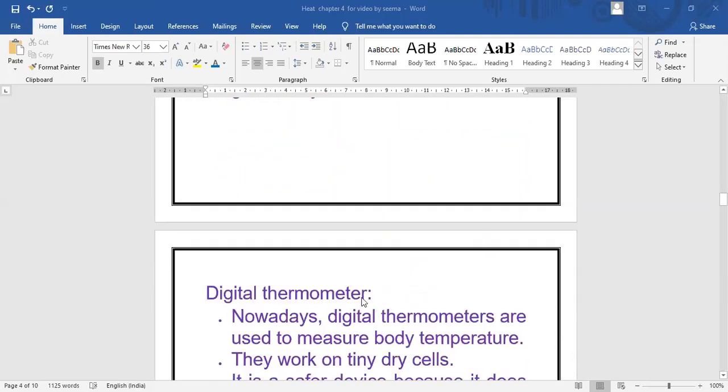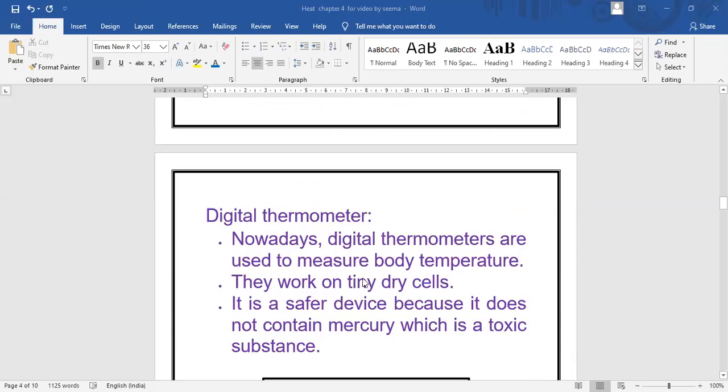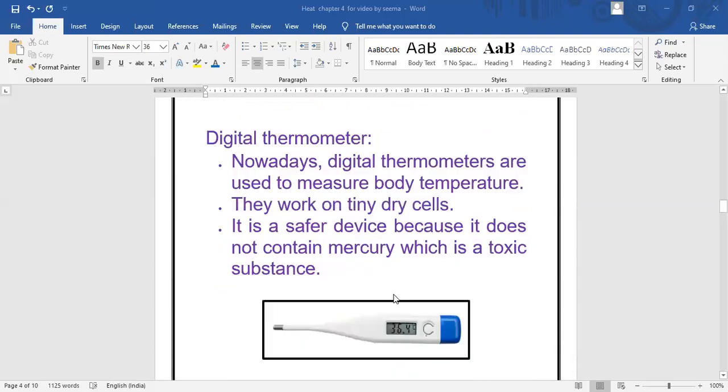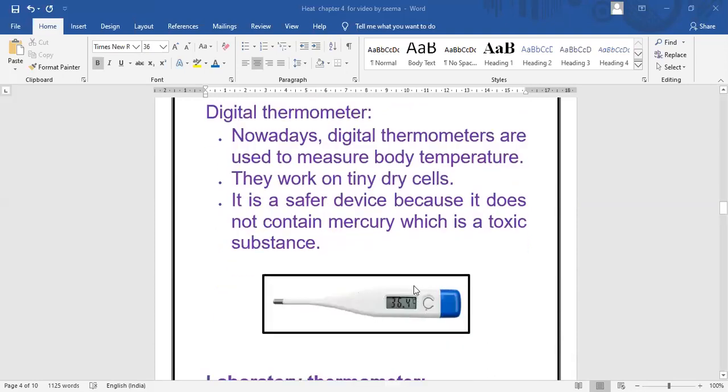Nowadays, we are using the digital thermometer. A digital thermometer has very tiny dry cells and it is a safer device also because it does not contain mercury. Mercury is a very toxic substance. Just you can see this. This is the digital thermometer.